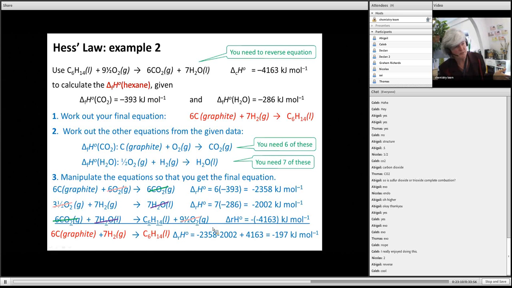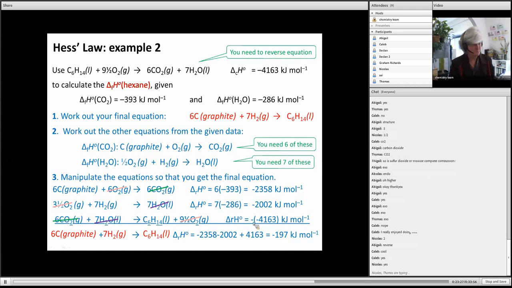And now you just basically say that plus this, and remember a negative times a negative is a positive, and it'll give you that answer. So do you think you should be able to follow Hess's law?